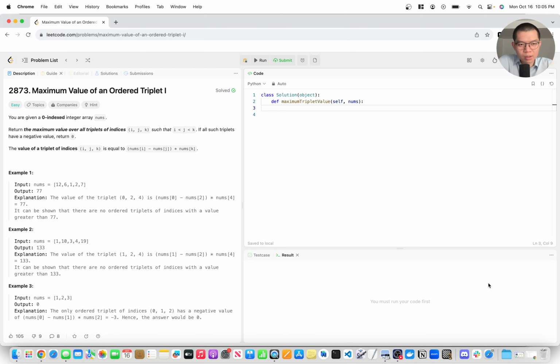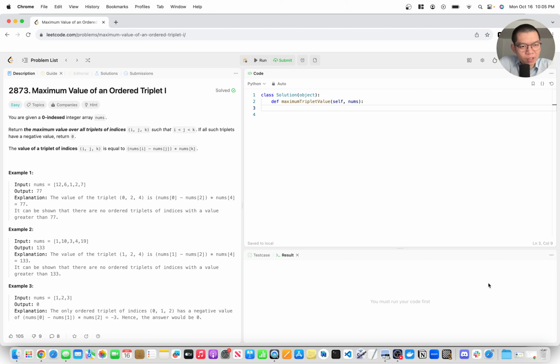Hi everyone, I'm here to do LeetCode problem number 2873, maximum value of an order triplet 1. Let's see what we have. You are given a zero-indexed integer array nums. Return the maximum value over all triplets.